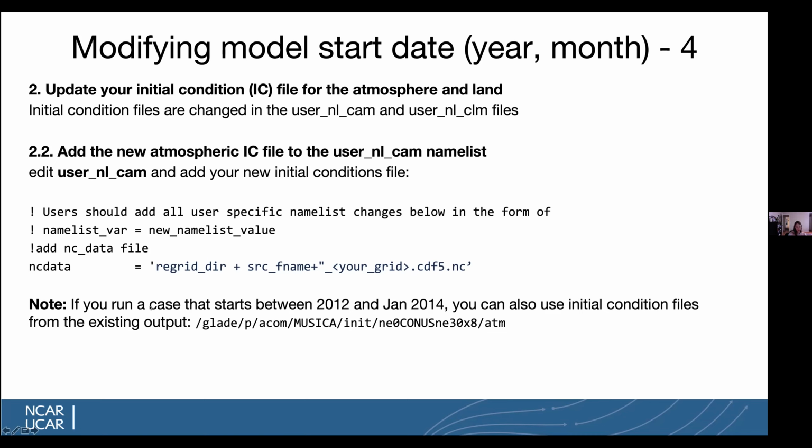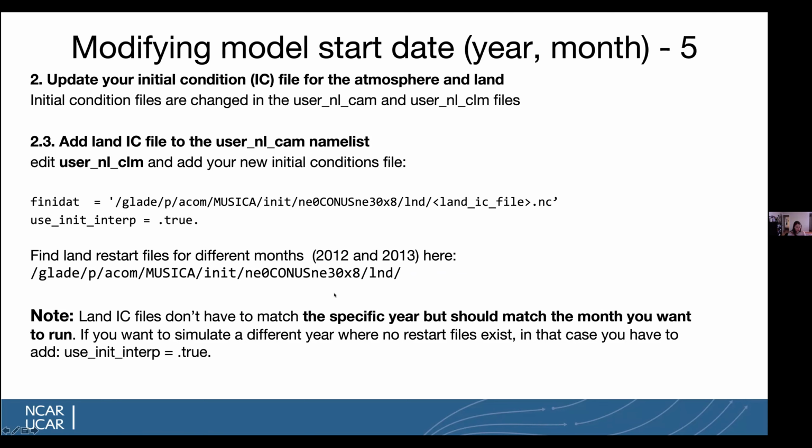So as I said before, if you do want to run outside this range that we have run, 2012 to January 2014, you will have to go through this interpolation. But if you don't, you can also use an initial condition file that we have produced through our community run, which is located at this place. So for the land now, just looking at the time, we just choose a land initial condition file. So either again, we can use the file that we have created for 2012 or 13, which is, you know, matching your times.